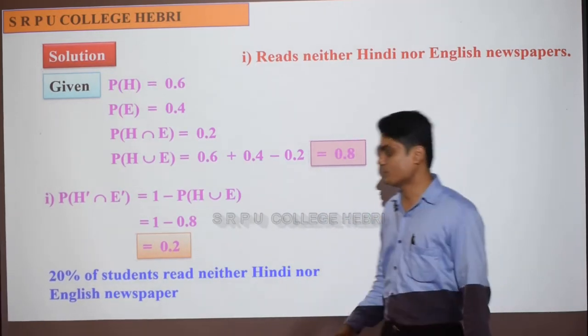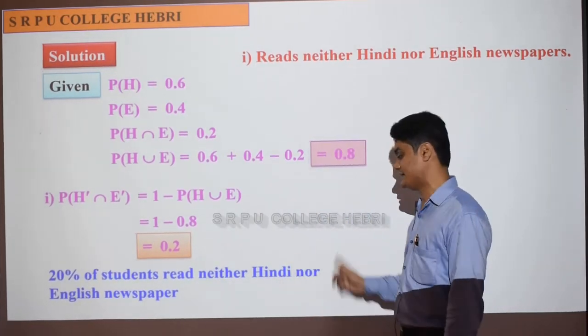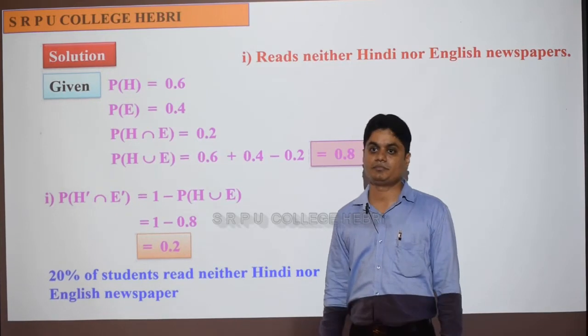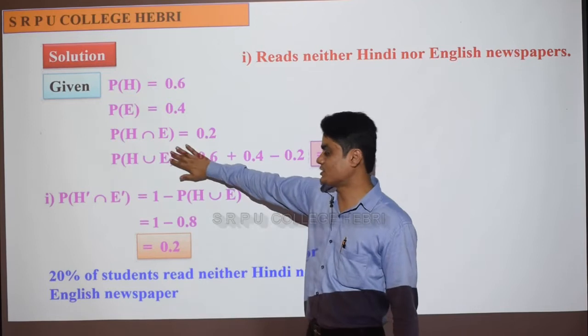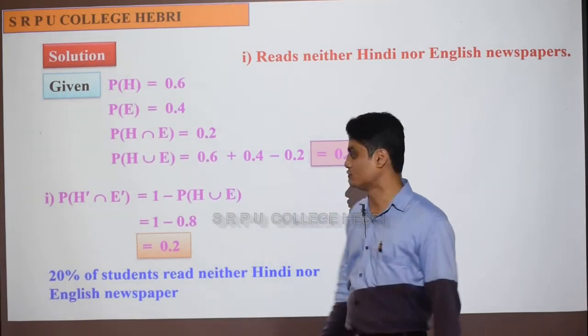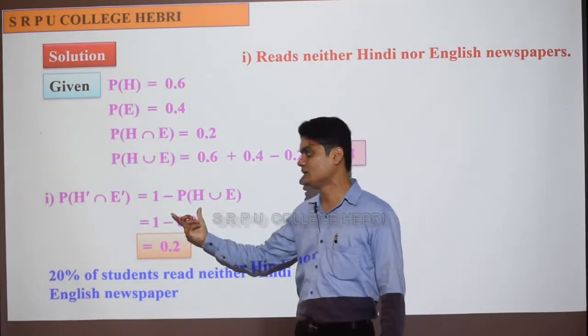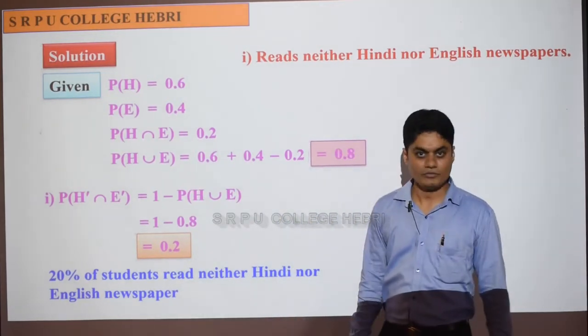So what do you mean by 0.2? 20% of students read neither Hindi nor English newspaper. Do you understand how it came? So this was not actually asked in the question, P of H union E was not asked, but if you have this number, this is easy to solve. Got it?